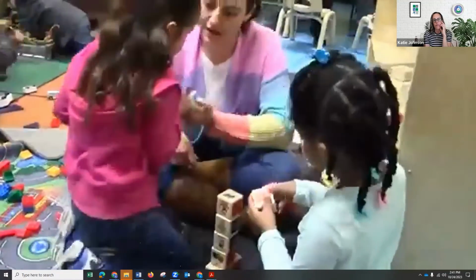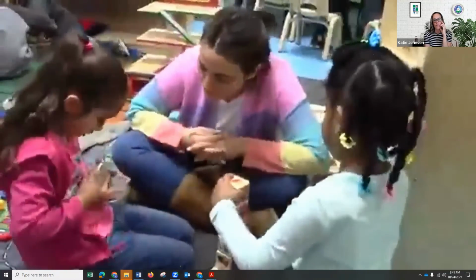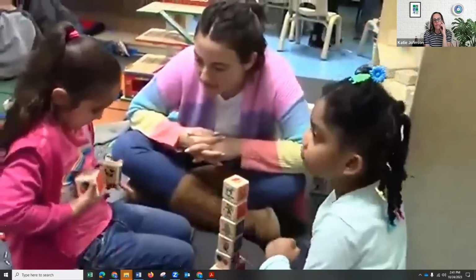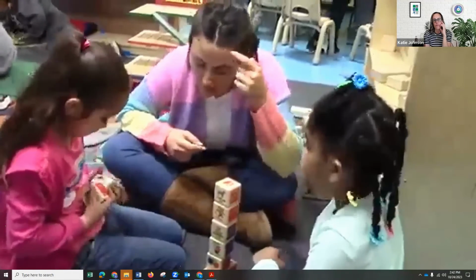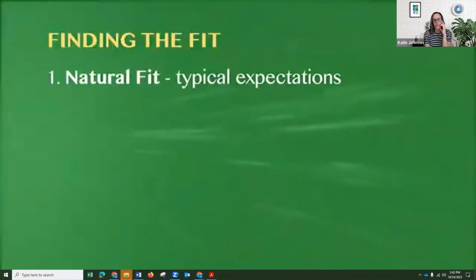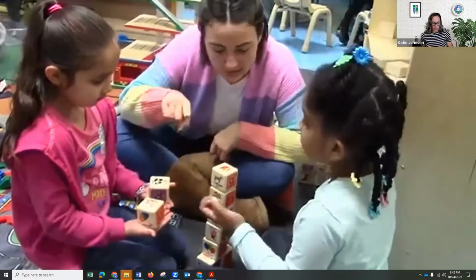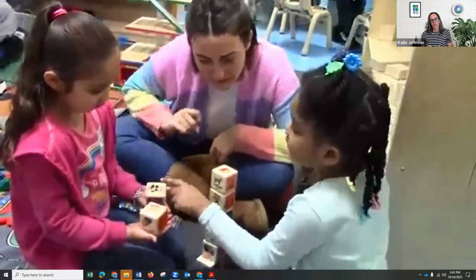If I am trying to help a child learn how to ask a peer for an object, I might do that in a play activity like building blocks, or during a game where they would naturally need to ask a friend for something. That's what we would call a natural fit, because any child who's participating in that activity would need that skill to be able to participate.